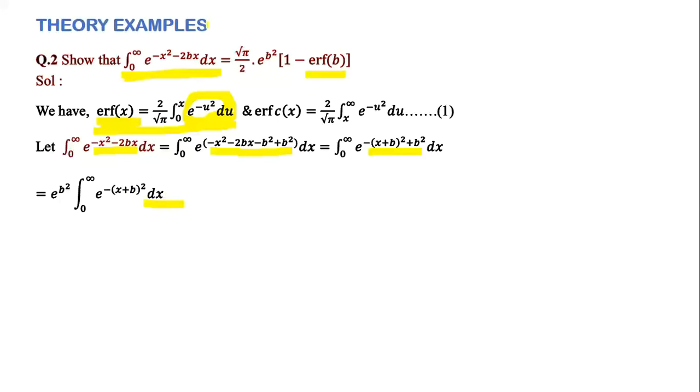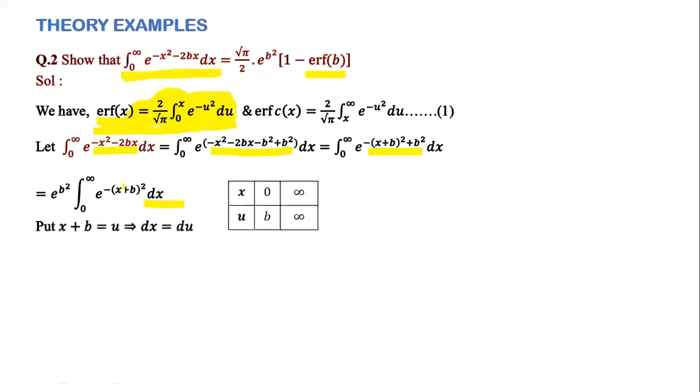To write the value of this given integral in terms of error function, we need to write this integral in terms of e raised to minus u square. So now we are very close to that. Just here, instead of x plus b, we want u. So use that substitution, put x plus b equal to u. This implies dx is equal to du. The limits of x are 0 to infinity. The limits of u are then from b to infinity. So this integral becomes e raised to b square, integral from b to infinity, e raised to minus u square du.